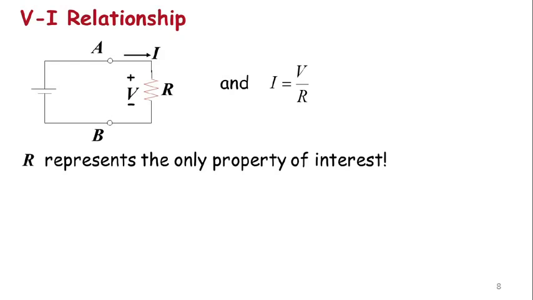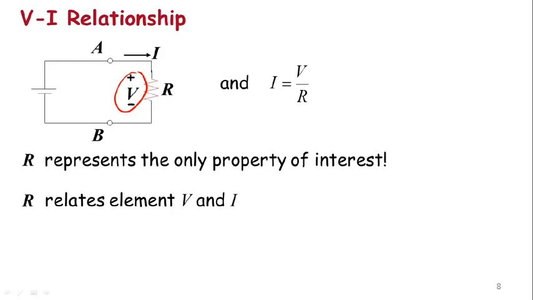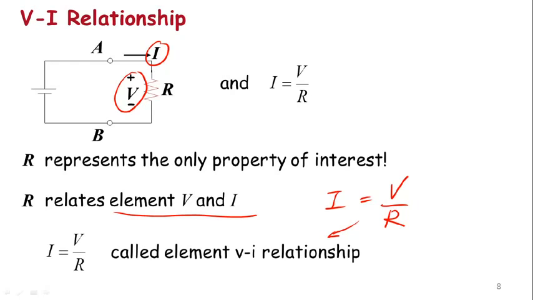So as I said, R represents the key property of interest for the bulb and enables us to compute the current. What R has done is relate the voltage across the resistor to its current. R relates the V and I for the element to each other by the expression I is given by V divided by R. This relation, I equals V divided by R, is called the element VI relationship.